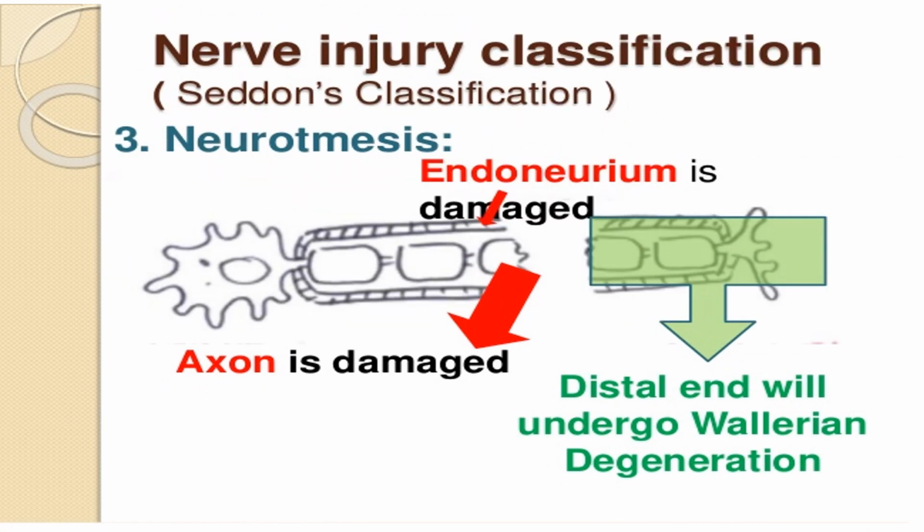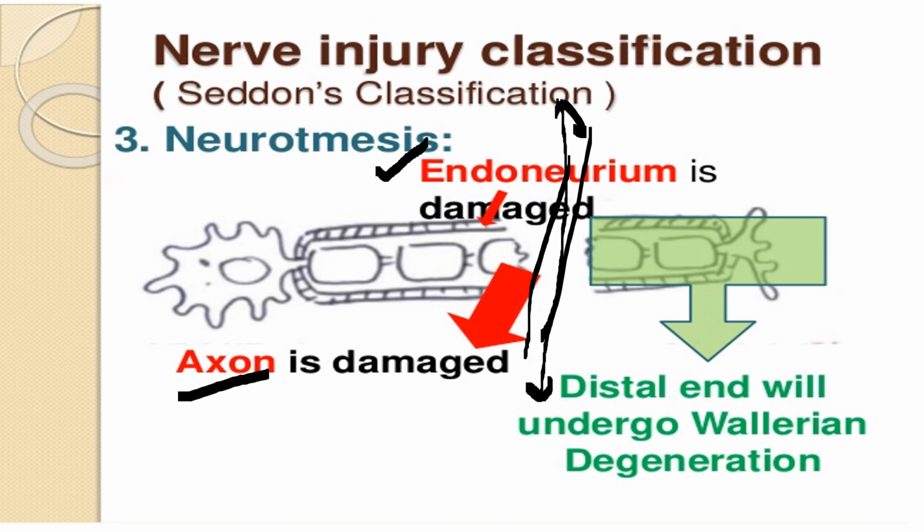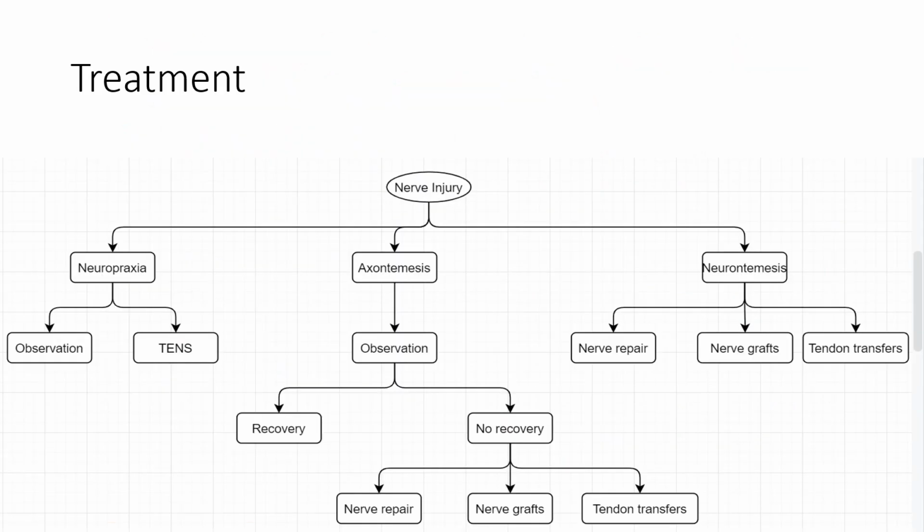The third type of injury is neurotmesis. In this, both the axon and the endoneurium are damaged. So there is no chance of regeneration. The part distal to this undergoes degeneration, that is Wallerian degeneration. There will be no spontaneous regeneration. So this type of injury will require surgical intervention.